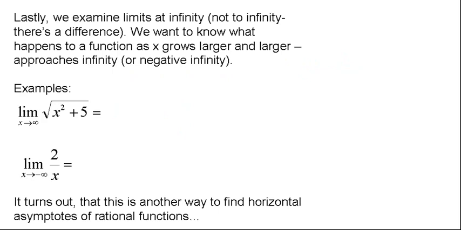All right. Lastly, we look at something called limits at infinity, not to infinity. Limits at infinity mean that x is going to infinity. Limits to infinity mean that our output is infinite. Our answer is infinite. So that's the difference between at infinity and to infinity. At infinity means our x value is going to infinity. To infinity means the limit itself is infinite. The answer is infinite. So I want to know what happens to functions as x grows larger and larger.